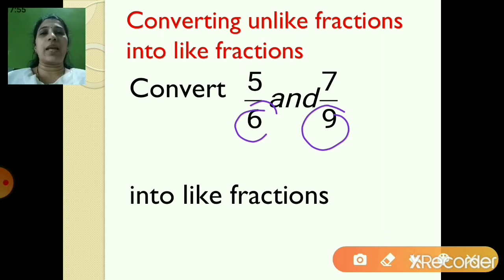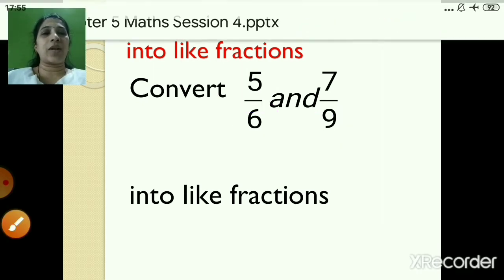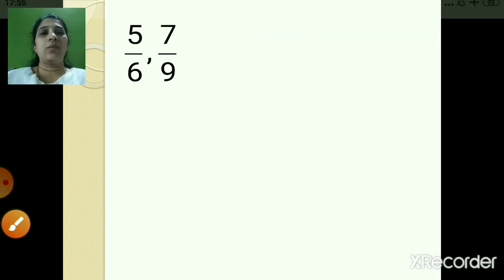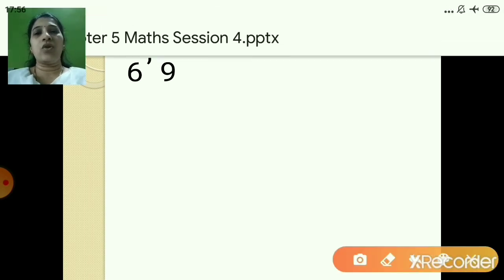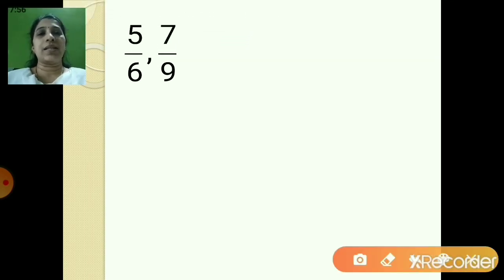So we have to make them into like fractions. That means we have to make their denominators the same, right? So how will you do it? Let's try to solve it. Now 5 upon 6 and 7 upon 9 I have written. So now you have to make the denominators the same, right?